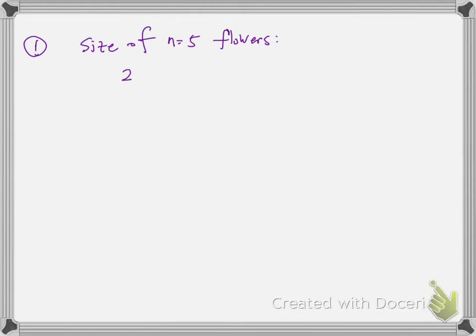The first flower is 2 inches, then 3 inches. The second one is 3 inches again, then 8 inches, and then 14 inches. Okay, so there's a garden. We pick 5 flowers and then we measure them, right? 3 small and then 2 big.